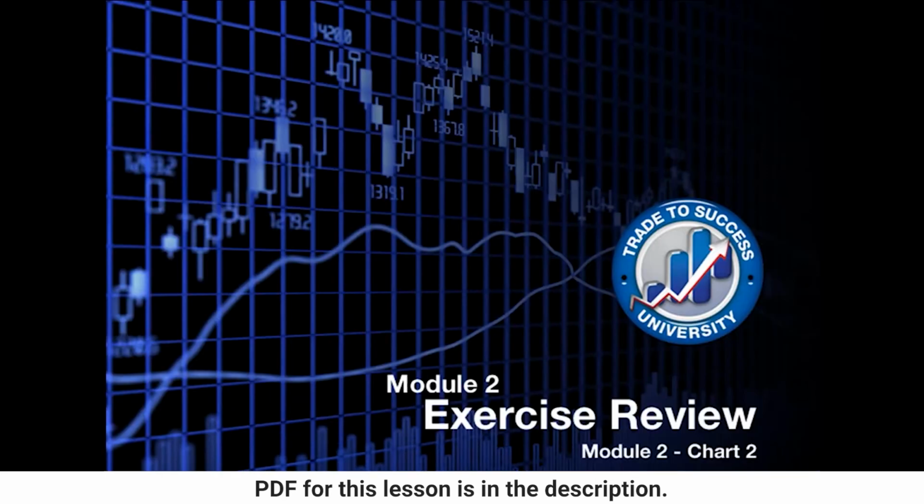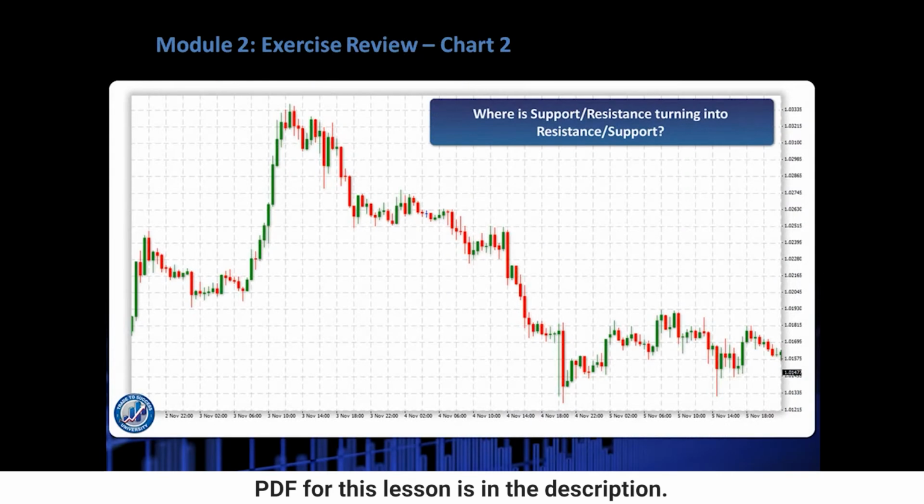Module 2 exercise review, Chart 2. In this chart, could you find the resistance and support line? What you're normally looking for here are many touches to a horizontal line. So you have to imagine a horizontal line and see where price is touching it multiple times. Most of the time it is apparent, because many touches to a certain price will catch your eye. In this case, the line is here.